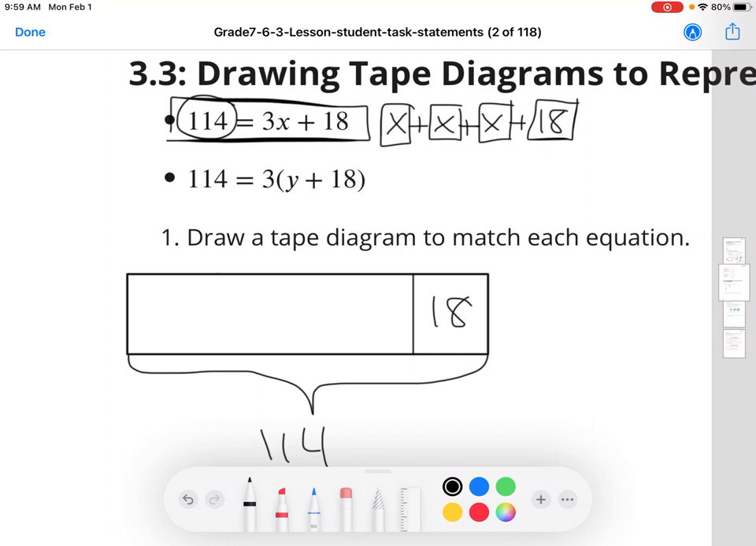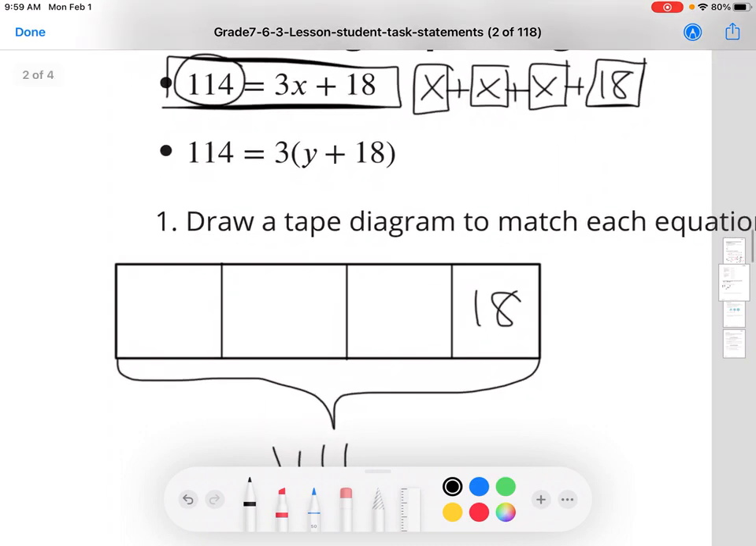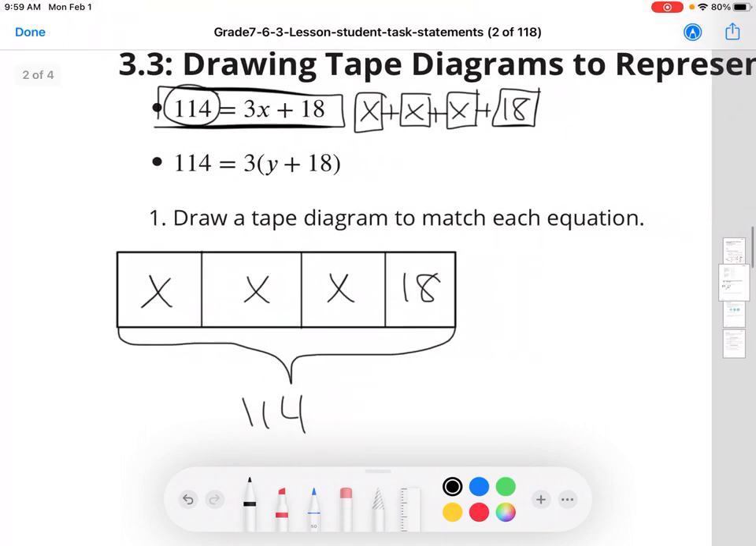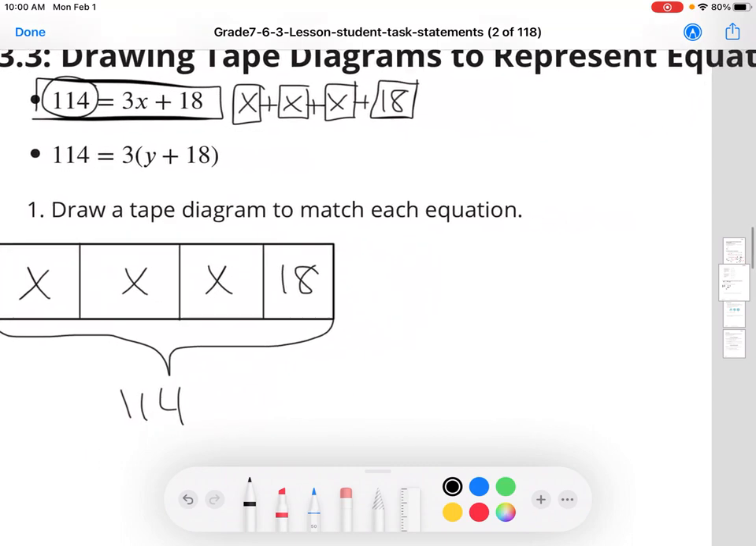And then I need to draw 3 equal boxes, which mine are not equal. But I know that inside each of those boxes, I would have x. So now I have x plus x plus x plus 18 equals 114, which is equivalent to 3 times x plus 18 equals 114.